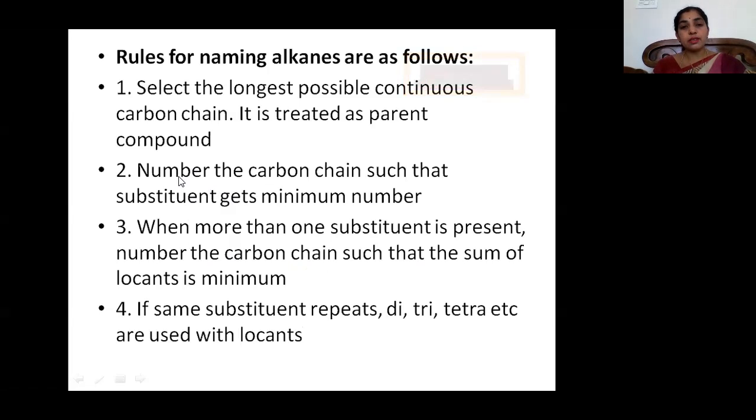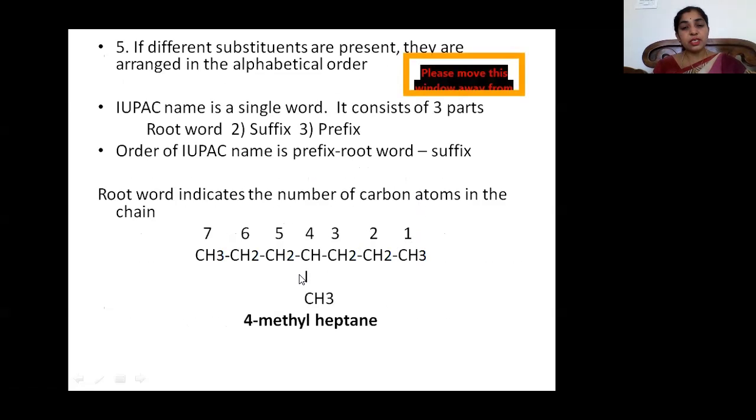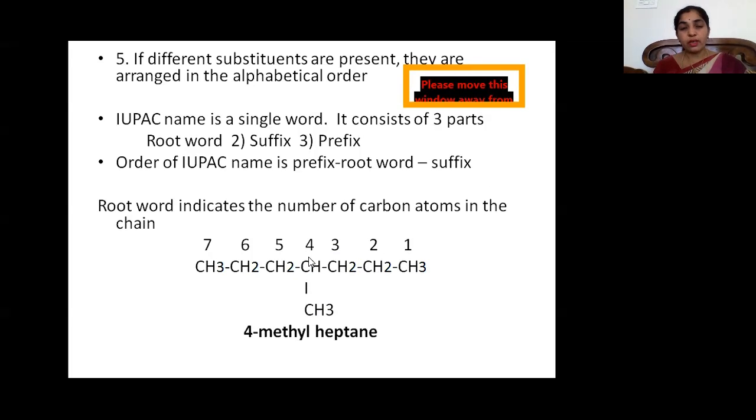The second rule says number the carbon chain such that the substituent gets the minimum number. You can see here the substituent is at the 4th position. If you start numbering from here or here, in this case it is the 4th position, so this is the minimum number. Suppose there is one more carbon here, that is one more CH3 group, and it becomes CH2, the 8th carbon atom. Then you cannot start numbering from here because this becomes 5. So whenever you start numbering, the carbon where the substituent is present should get the lower number.